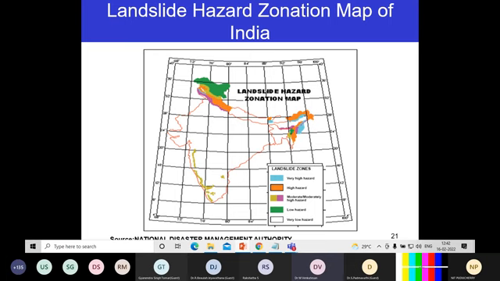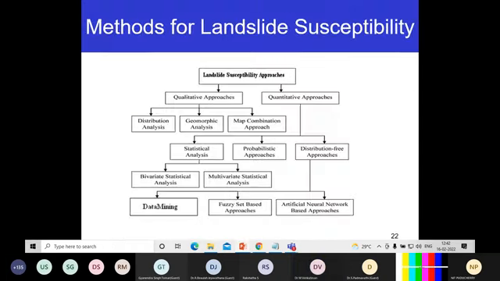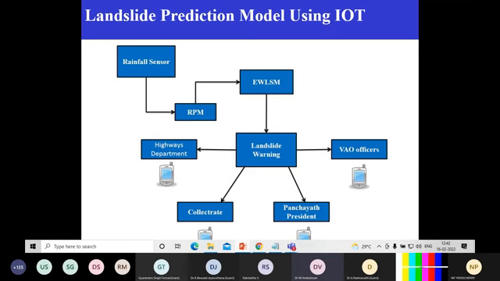Right, so this is a landslide hazard zonation map of India. You can see in North India, a lot of very high hazard happens in the northeast. There are also some regions in southern India, particularly in Kerala and so on. Now this is the model where we want to predict the rainfall. The idea is to develop a landslide prediction model using IoT. There are two phases, phase one and phase two. Phase one, as I said, is that rainfall is the triggering factor, so you thought of predicting rainfall.